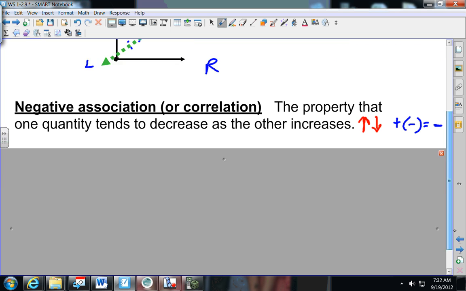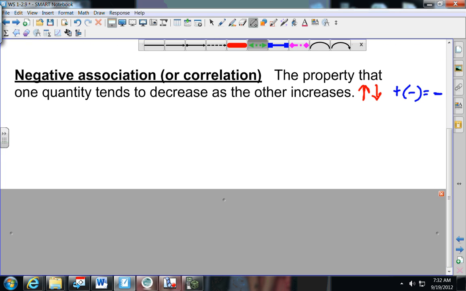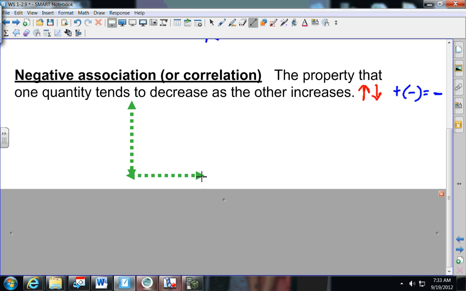So on this graph, you would see that the trend would be doing what, from left to right? It'd be going down. So my trend line here would tend to be going down. The trend line is not exact. It's an estimate. It's an average.